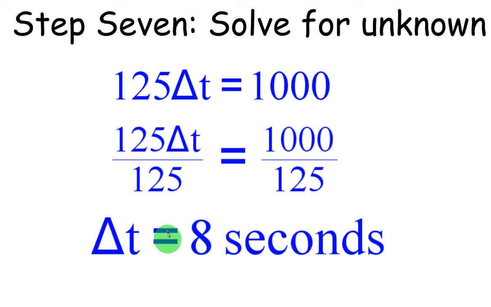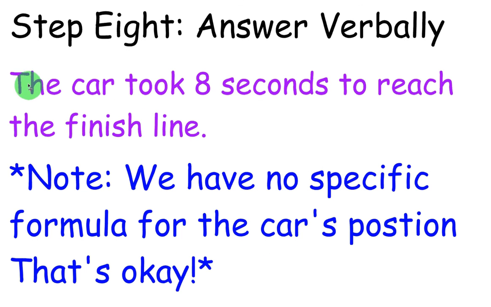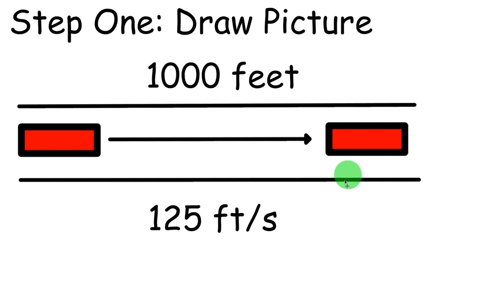I get 8 seconds. So that means when we want to answer verbally, the car took 8 seconds to reach the finish line. Now, even though we don't have a specific formula for the car's velocity, it's okay. We can go back to the picture and see pretty clearly what we just solved for. It took 8 seconds for the car to get from point A to point B, given how far it traveled and what its average velocity was.